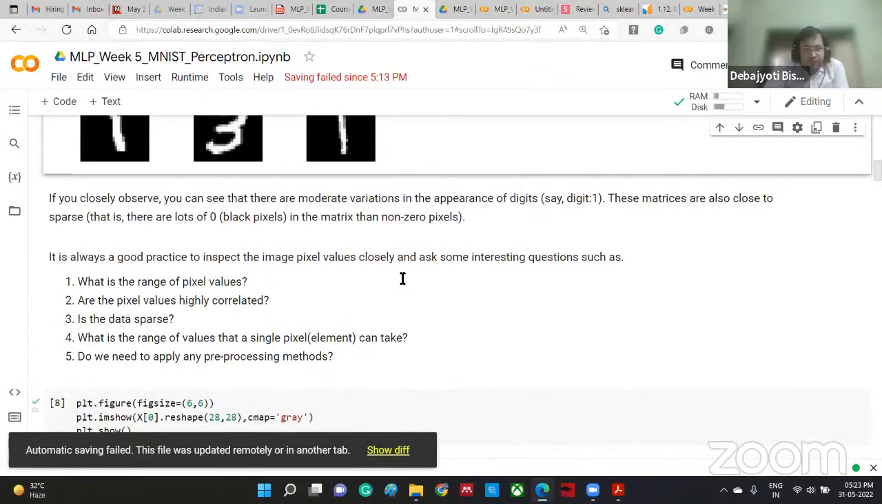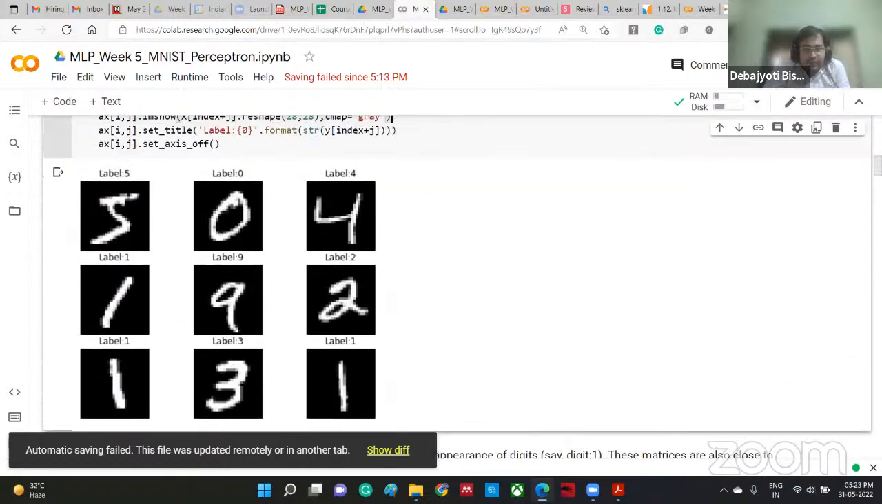Okay. So we can ask different questions. So is the data a sparse matrix? What is the range of the pixel values and so on? Okay, you can see that there are moderate variations in the appearance. So at one place, one is denoted like this, then another person wrote one like this, another person wrote one like this, and so on.